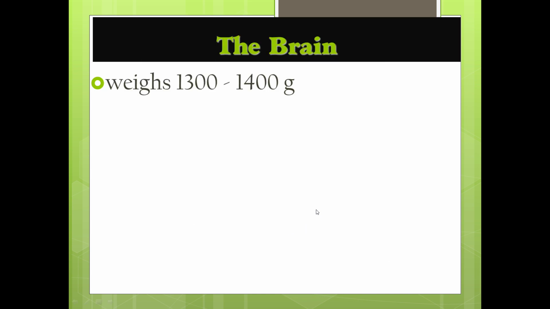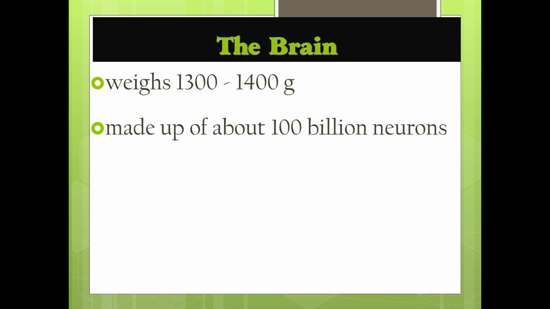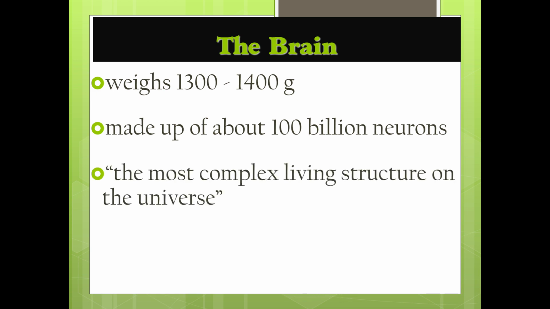Some general facts about the brain. The weight is about 1300 grams to 1400 grams. It is made up of billions of neurons, 100 billion. It is the most complex living structure in the universe, and it decides who we are and what we do.